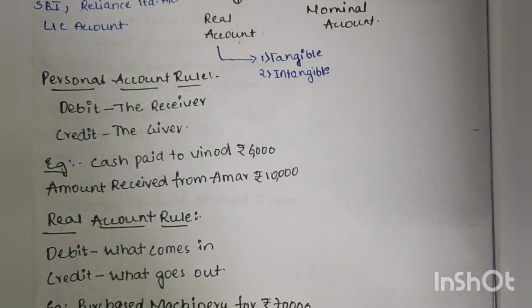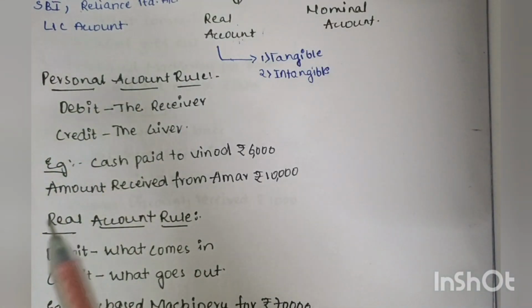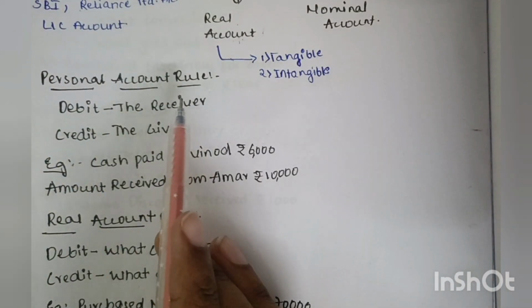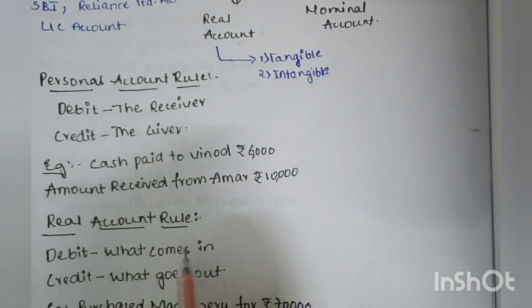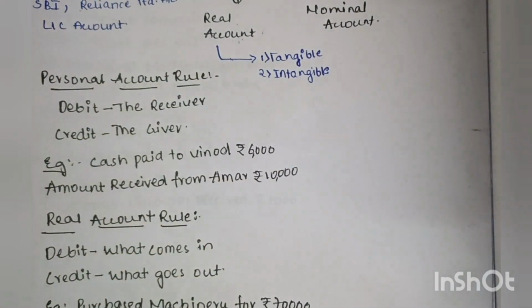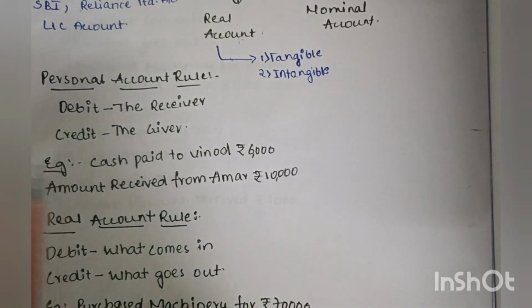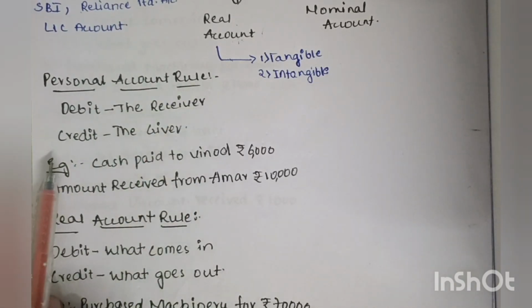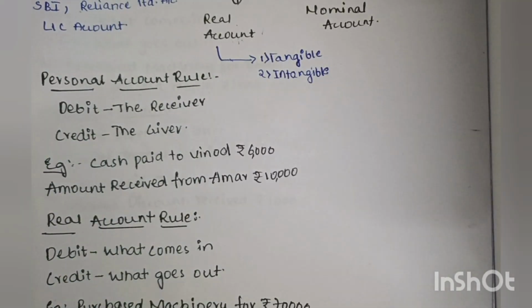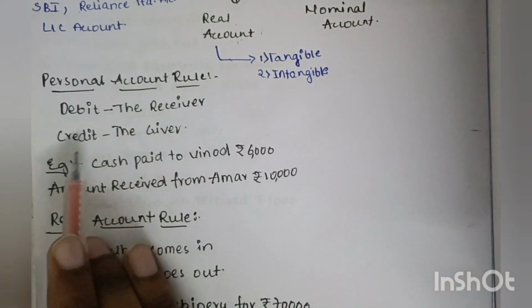Now coming to the personal account rule, but before that I just want to tell you something. You must know the rules to write the journal entries, so please learn the complete rules without any mistakes. If you know the rules, then you can easily write journal entries. I'll tell you a logic here, so please see the full video. So what is the rule of personal account? Debit the receiver, credit the giver.